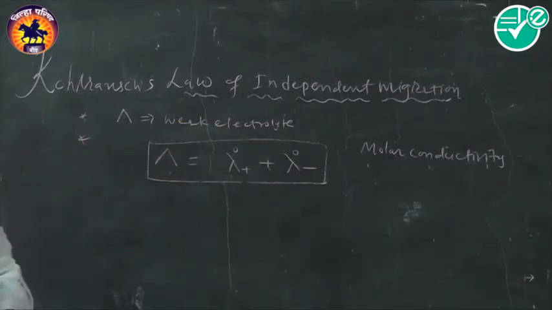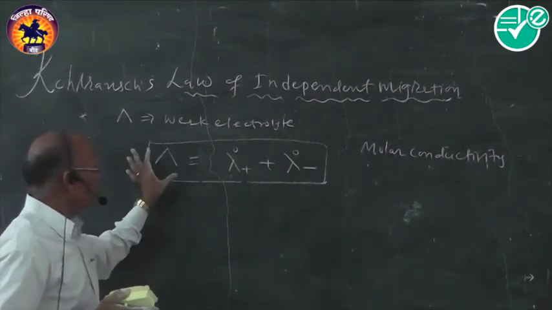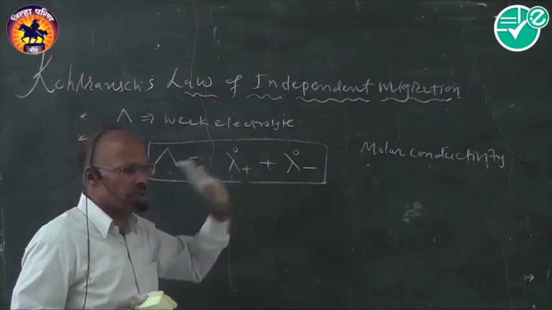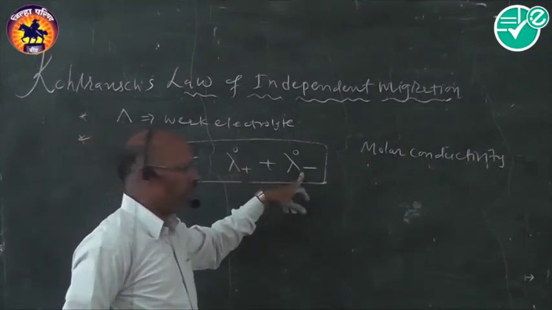Okay, lambda 0 is equal to lambda 0 plus plus lambda 0 minus. It is the molar conductivity of the cation and the molar conductivity of the anion.